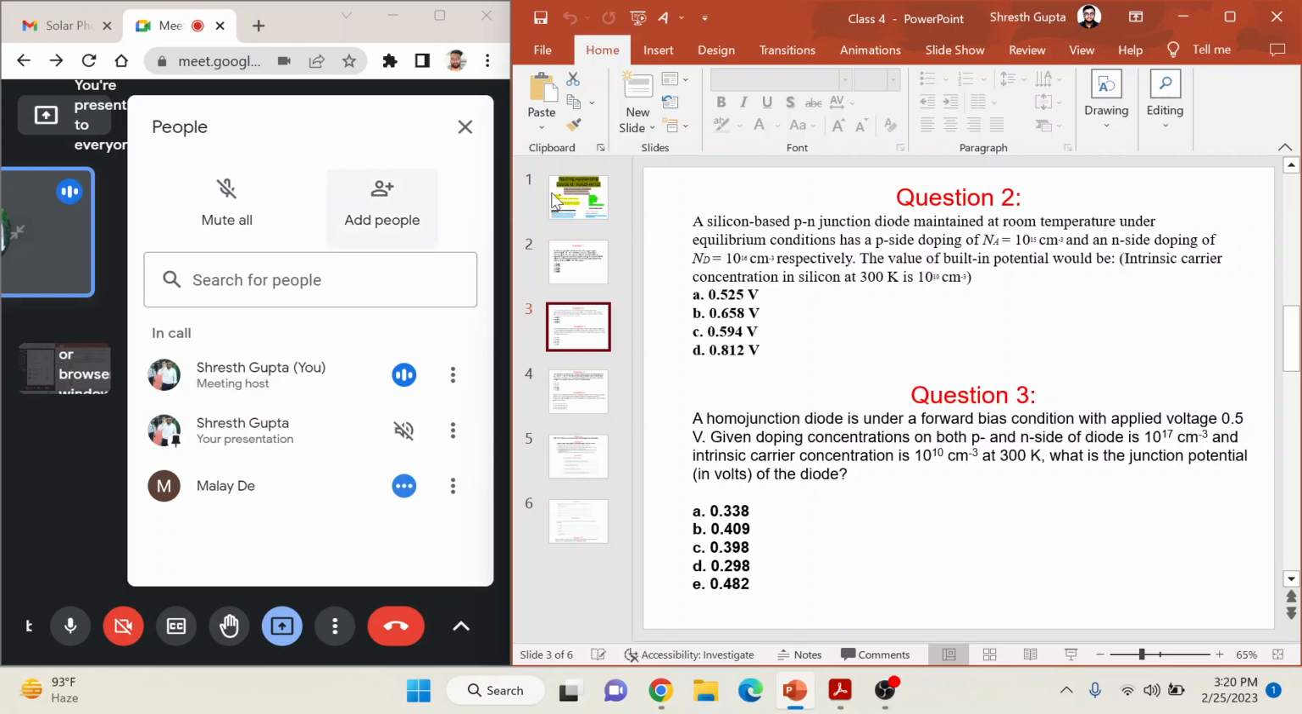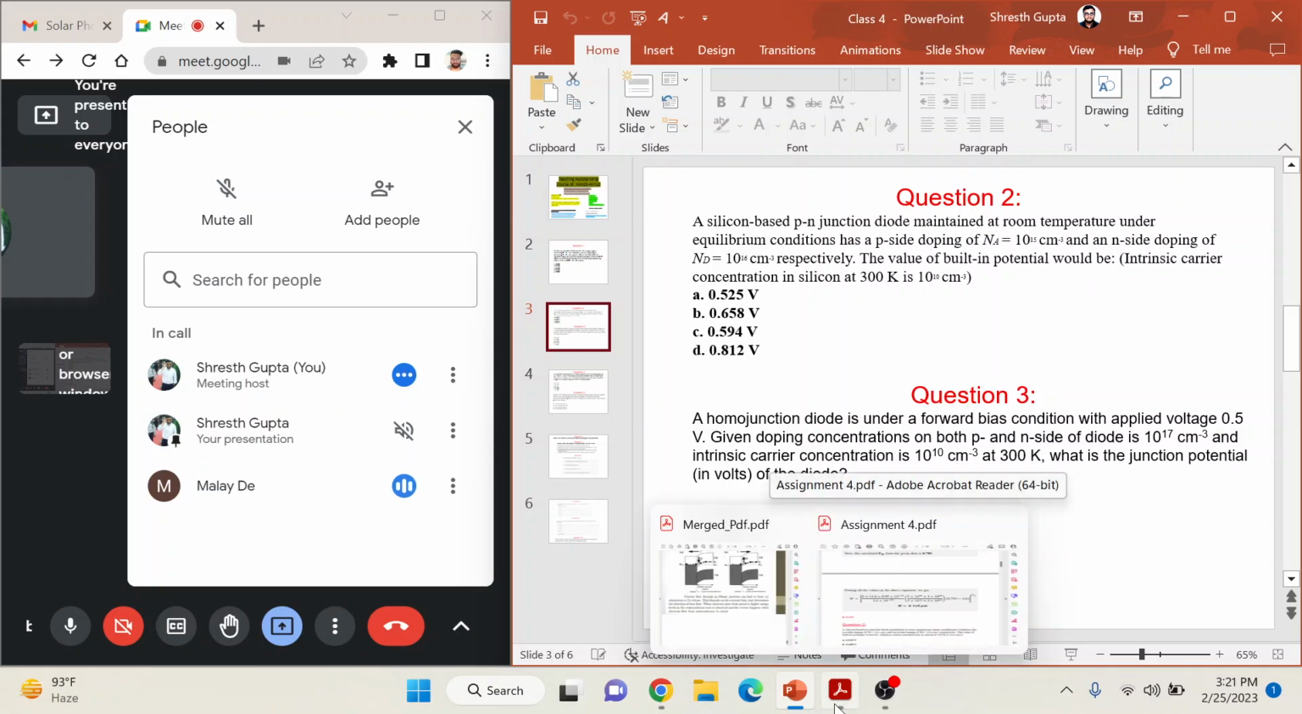There is a silicon junction diode maintained at room temperature under equilibrium condition with a p-side doping of Na equal to 10^15 cm^-3 and an n-side doping of Nd equal to 10^16 cm^-3 respectively. The value of built-in potential would be? The intrinsic carrier concentration in silicon at 300 Kelvin is 10^10 cm^-3. That means we have been given the values of Na and Nd, and the intrinsic carrier concentration at a particular temperature. Now we have to calculate the value of built-in potential.